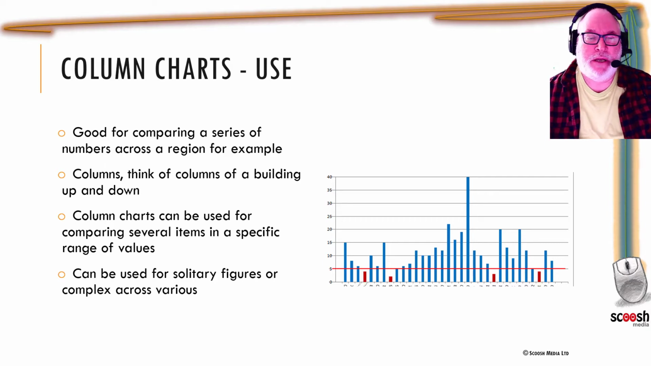Just to summarise here as to the use of column charts. So it's good for comparing a series of numbers across a region, for example, the way in which I've showed you a second ago there. And as I mentioned there as well, think of columns going up and down, used for comparing several items in a specific range of values. It can also be used for solitary figures or for quite complex figures, as you can see with the example that I've got there. So it's across a varied range.